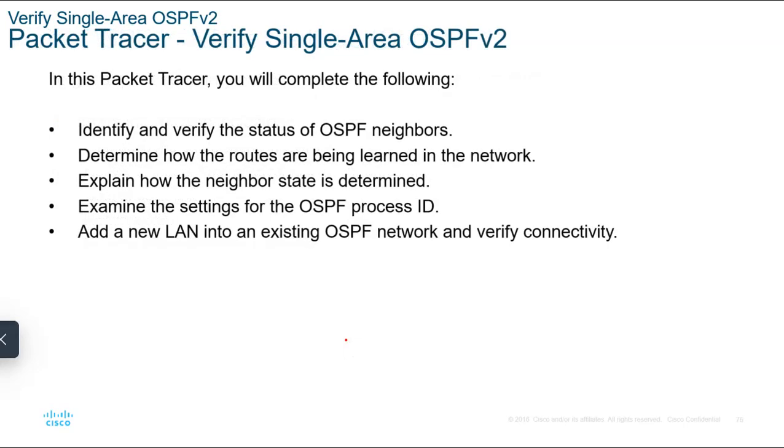Packet tracer: verify single area OSPF. In this packet tracer, you complete the following: identify and verify the status of OSPF neighbors, determine how routes are being learned in the network, explain how neighbor state is determined, examine the settings for the OSPF process ID, and then add a new LAN into the existing OSPF. All this information, I'm going to share all these packet tracer activities.